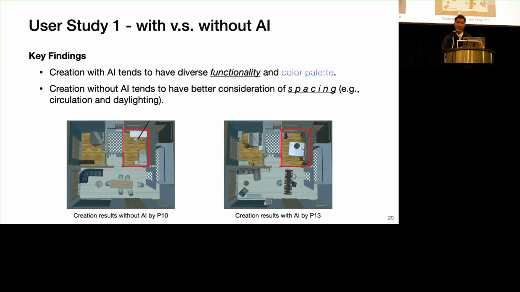We also found that they have more diverse color palettes, because AI-generated results usually have more random, diverse color palettes, whereas in manual creation without AI, people tend to have a consistent style or tone of color in the room. We also found that creation without AI tends to have better consideration of spacing, such as circulation or daylighting. Users pay more attention to, for example, whether things are blocking the doorway or windows, and whether they can comfortably walk around in the room.